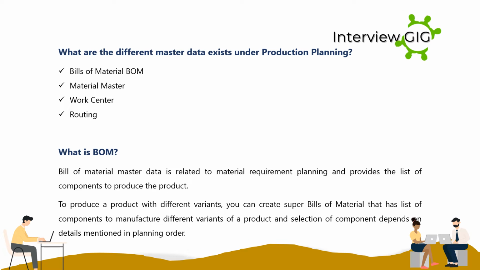What are the different master data that exist under production planning? Bills of material BOM, material master, work center, routing. What is BOM? Bill of material master data is related to material requirement planning and provides the list of components to produce the product. To produce a product with different variants, you can create super bills of material that have a list of components to manufacture different variants of a product, and selection of components depends on details mentioned in the planning order.